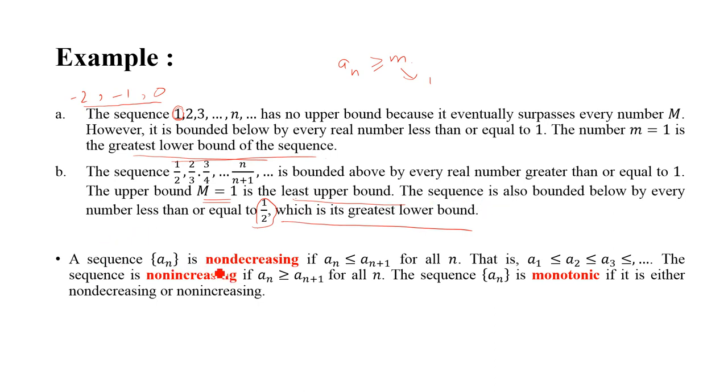So a sequence is non-decreasing, another definition, if a_n is less or equal to a_{n+1}. That is, the next term is either greater than the previous term or equal to the previous term for all n. The sequence is non-increasing if a_n is greater or equal to a_{n+1}, that is, if every next term is less or equal to the preceding term. So the sequence a_n is monotonic if it is either non-decreasing or non-increasing. So this is another definition, monotonic sequence.